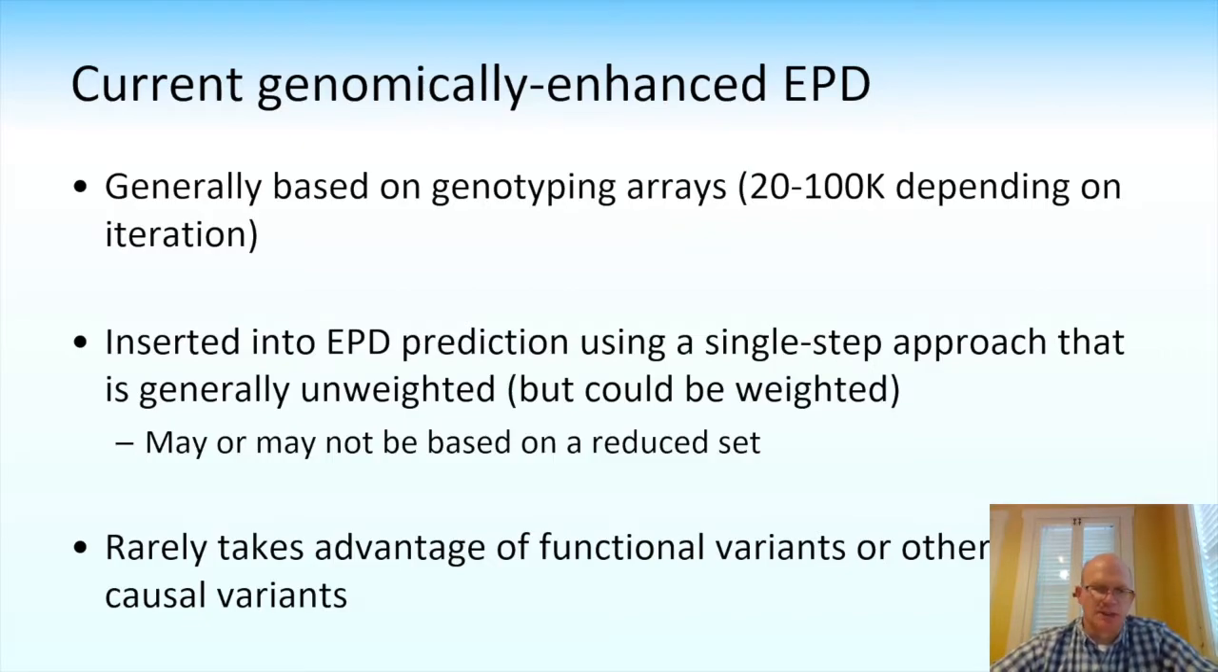This approach rarely takes advantage of other knowledge in the markers that might not contribute to the phenotypic information alone. For instance, most of the time, this approach does not take advantage of knowledge of variants that are functional or other possible causal variants that could be playing a role in the phenotypes that we're interested in for genetic evaluation.